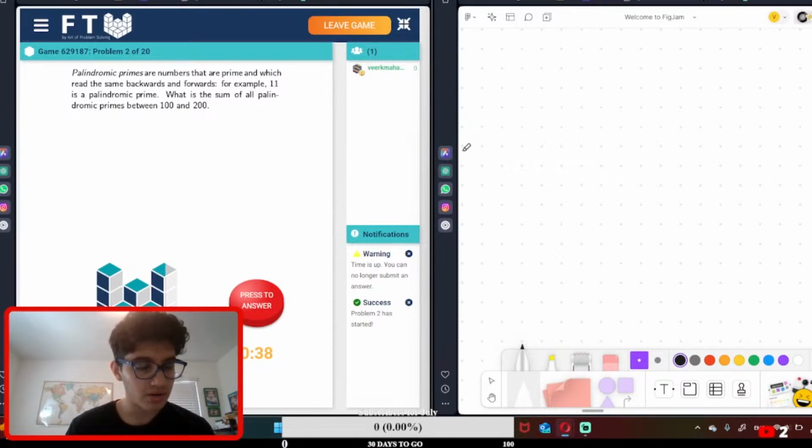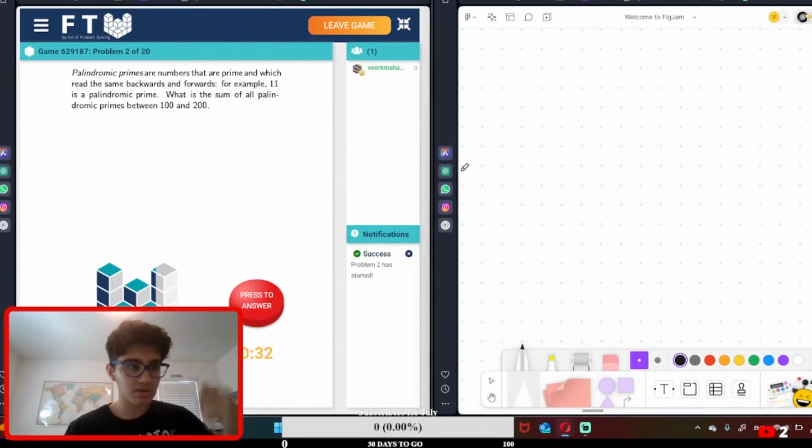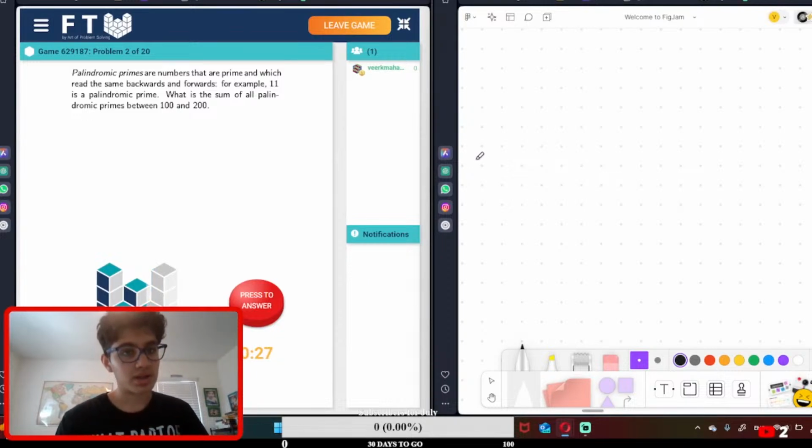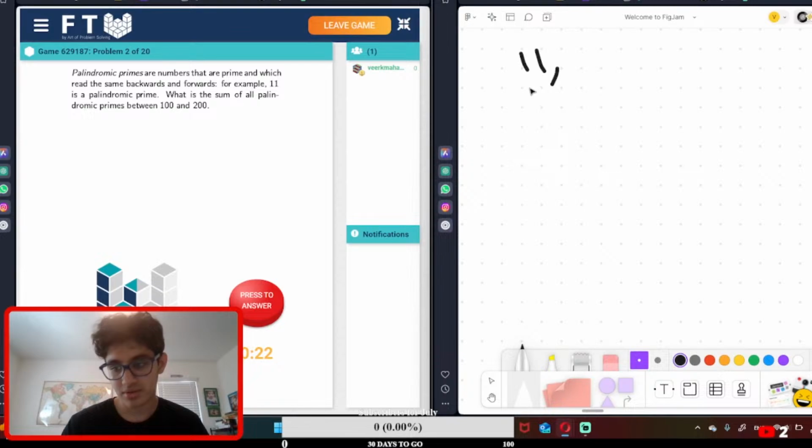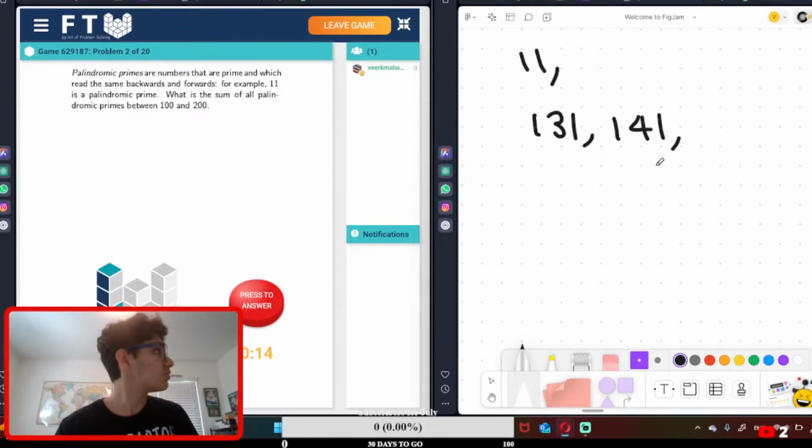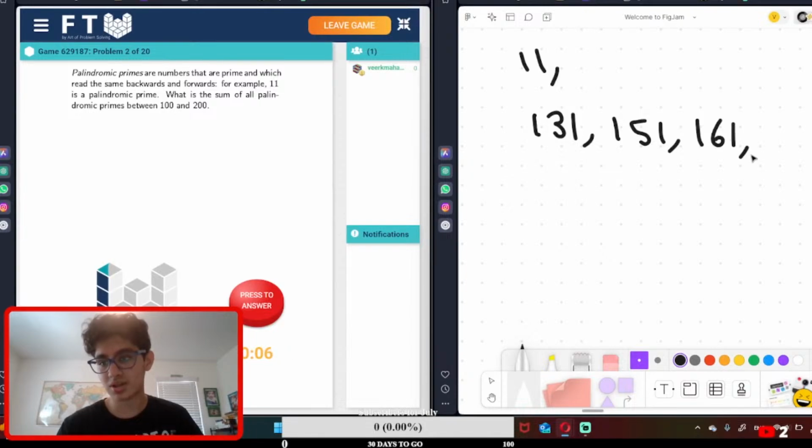What is the sum of all palindromic primes between 11 and 200? Won't a palindromic prime be of the form 101a plus b? Okay, let's see. So it obviously can't be a multiple of 11. So there's going to be 11. Then we can have 111, which is not prime. 121 isn't prime. 131 works. 141 doesn't work. 151, 161, 171 won't work. 181 will work. Then, okay, out of time.